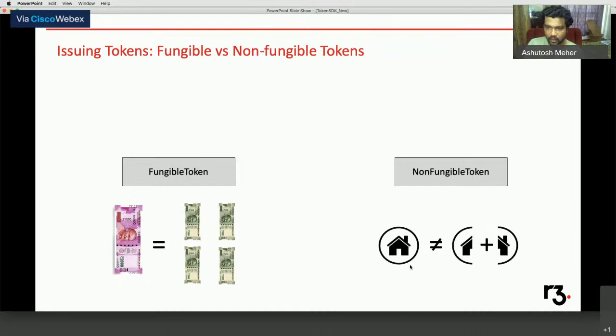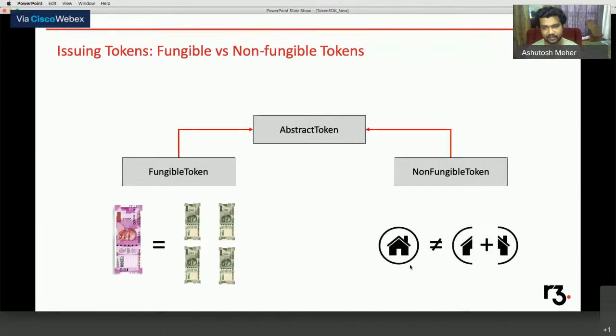So how do we represent fungible and non-fungible stuff on Corda? That's pretty simple. You use the fungible token or non-fungible token classes. If you want to issue a fungible token, you use the fungible token class. If you want to issue a non-fungible token, you use the non-fungible token class, and both of them subclass from the abstract token, which in fact is a contract state. The tokens will change hands, so the amounts will change and the ownership will change over time. That's why it needs to be a state, and it's actually a contract state at the end of the day.